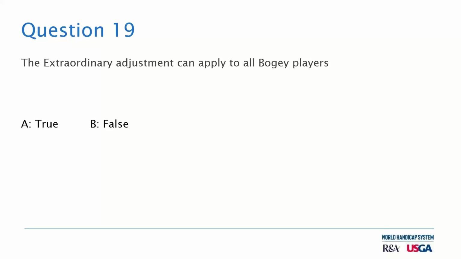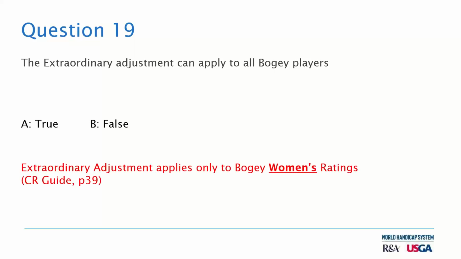All right, this one is another true-false question. Almost 90% of you got it right, so certainly really good job. The extraordinary judgment can be applied to all bogey players. The extraordinary judgment only applies to bogey women's ratings, and that's straight out of the guide on page 39. So the answer is false. Just wanted to note that within the system, the software actually calculates this for you.